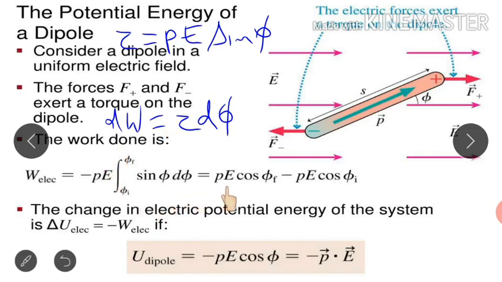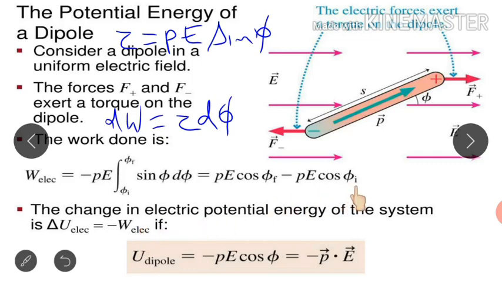When we solve and simplify it, finally we will have PE cos phi f minus PE cos phi I. So this is the work done in rotating an electric dipole from phi I to phi f. Now this work done is stored in the form of potential energy in this dipole, and that is known as the electric potential energy of the system, and it will be U equals minus W. I think this is clear.